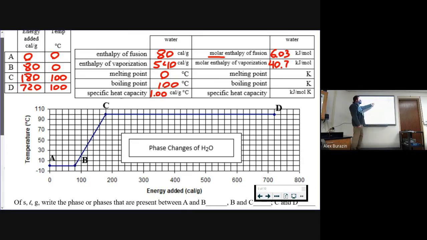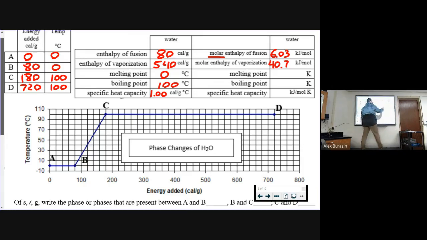How do we go from Celsius to Kelvin? Add like 273. That's it. If you don't know, it's in your packet, under the gases, liquids, and solutions section, midway down: K equals degrees Celsius plus 273. That's all we do. Whatever the Celsius temp is, you add 273 to it.